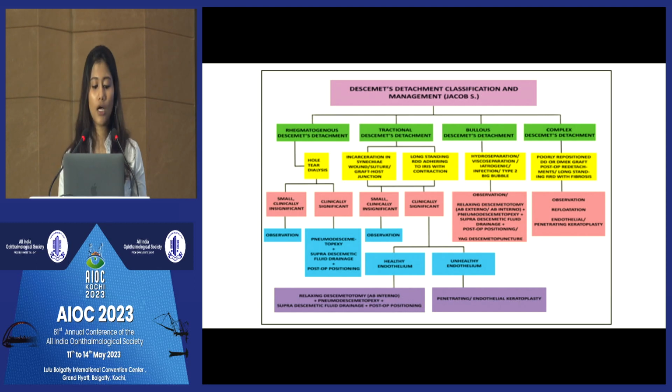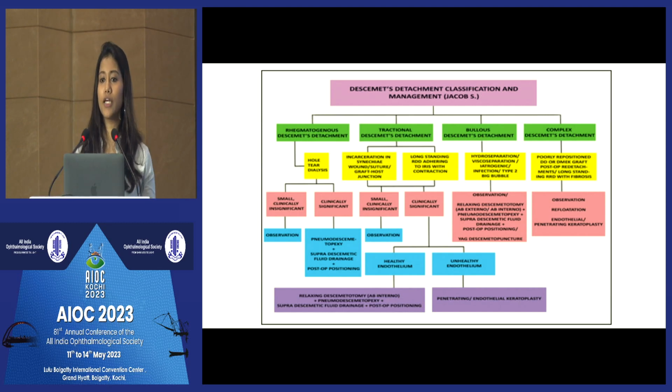This is coming to the Jacob's classification. This is very analogous to the retinal detachment classification that we have. Descemet's membrane detachment is classified into 4 criteria: one is the rhegmatogenous, tractional, bullous, and complex. In rhegmatogenous Descemet's detachment, it's usually because of any hole, tear, or dialysis in the DM.